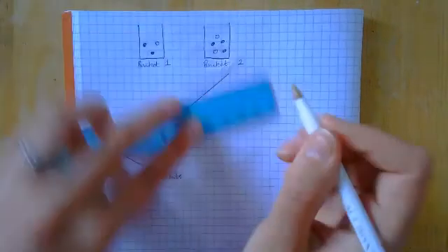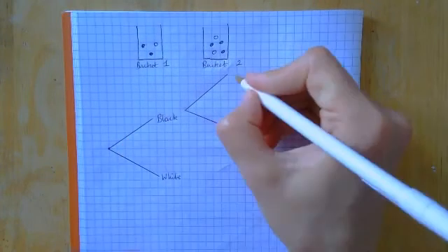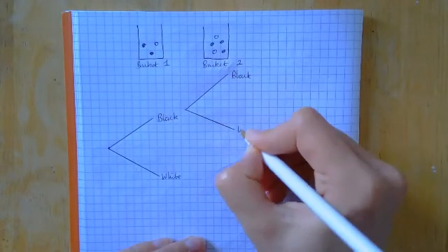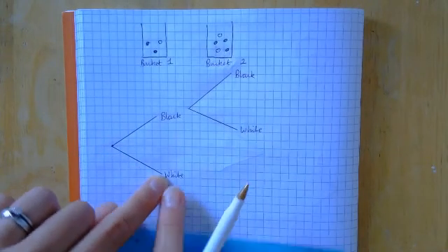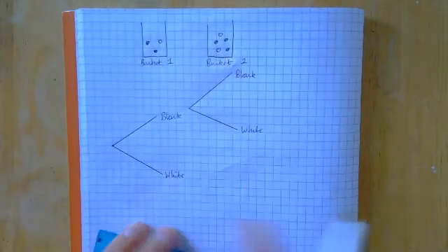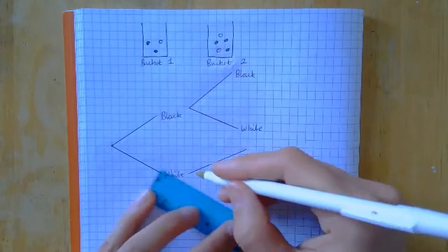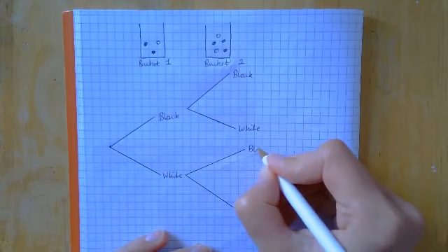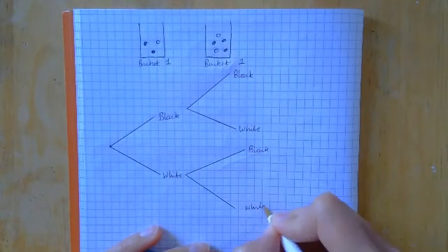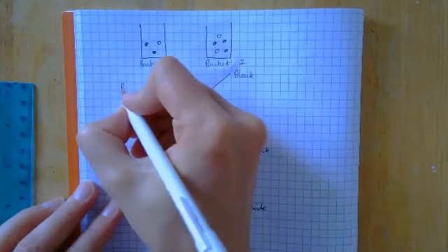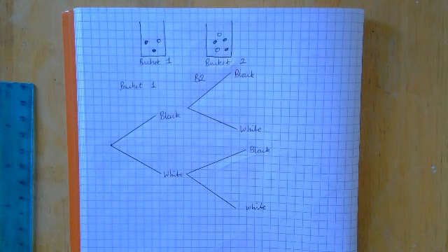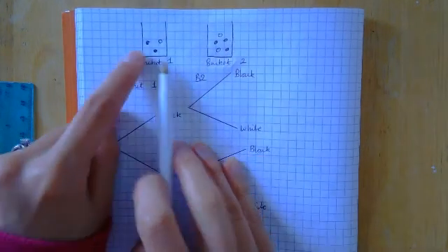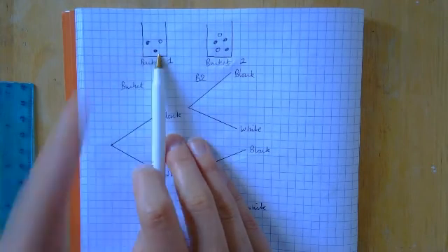Right, now let's look at bucket 2. What are my options? Well, again, I could get a black or I could get a white. They're the only 2 options from bucket 2. I could get a black or a white. And again, if I picked a white out of bucket 1, and now I'm going to go into bucket 2, I could get a black or a white. Right, let's label it. So this is bucket 1, and this is bucket 2. Okay? Right, let's put some fractions onto our tree diagram.